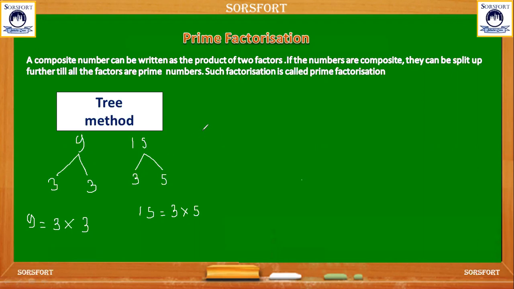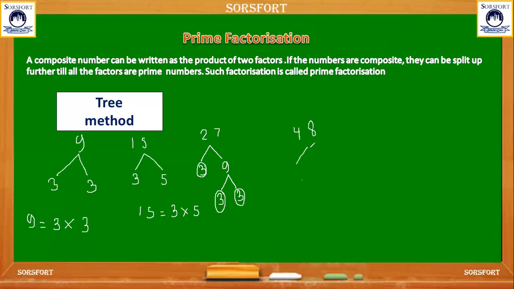If I take another number, let's take 27. 27 can be written as 3 into 9. Here 3 is a prime number, but 9 is a composite number, so I have to split 9 further. If I split 9, I will get 3 and 3. Now all the numbers are prime: 3, 3, 3.